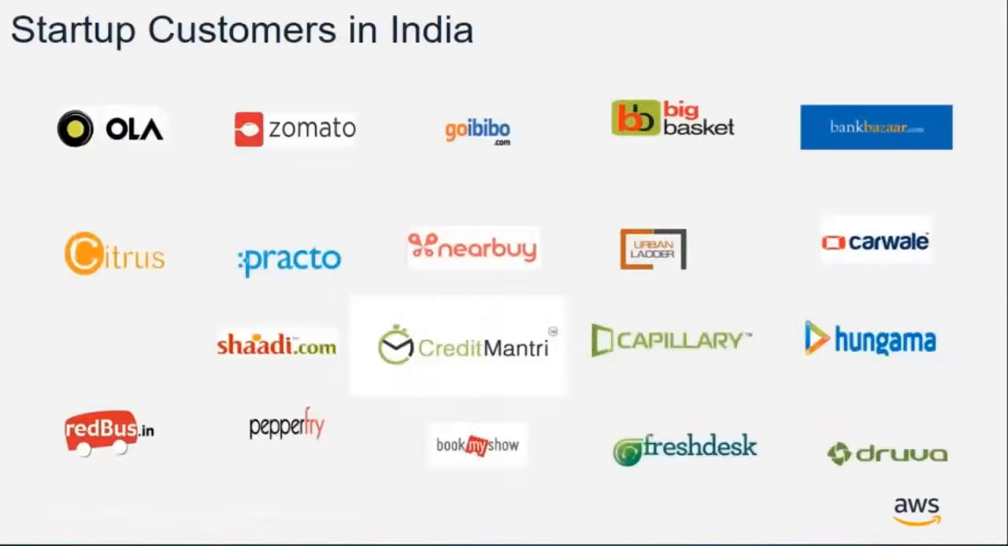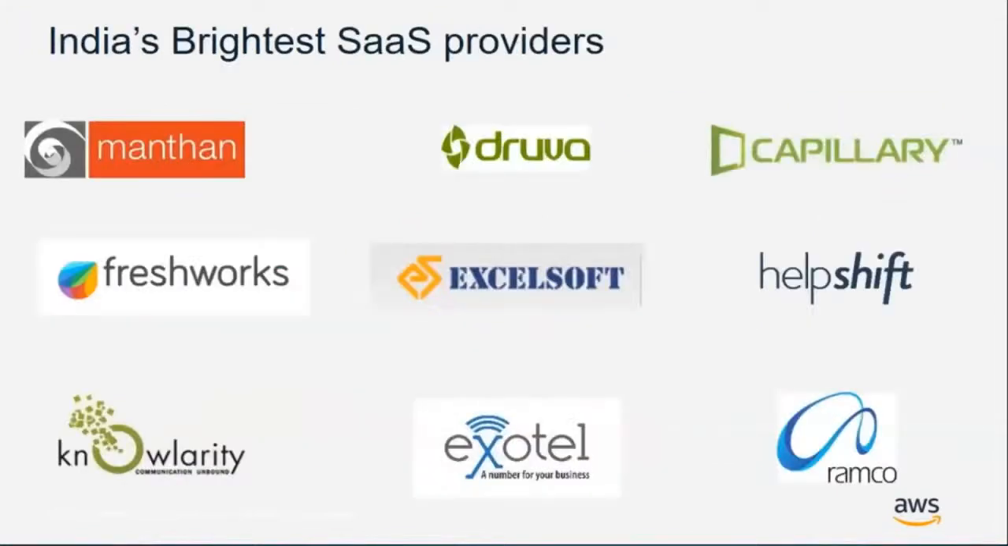AWS has a number of customers in India also, and a few key startup customers are here. AWS has got large customers such as Ola, Zomato, CreditMantri, and Freshdesk, all running large scale infrastructure on AWS. And not just startups, a lot of SaaS providers also leverage AWS.